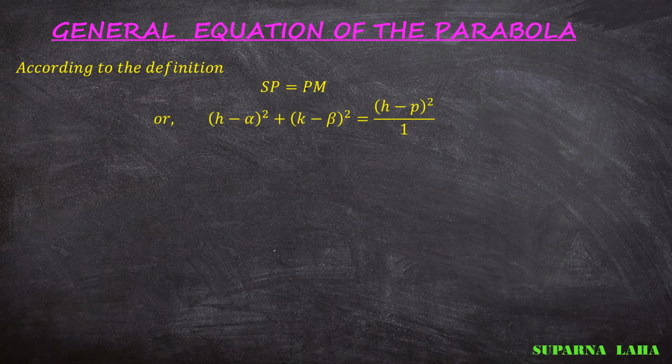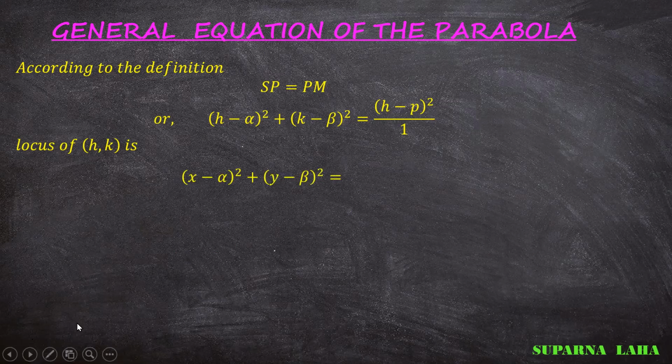And the distance from the point P to this straight line, that is the directrix, the distance PM, is given by h minus p the whole square by 1. You are all aware of the distance between a point and a line and the distance between 2 points, so I'm not repeating the formula again and again. Next, just write down the locus of this h k, that is, in place of h and k, just write x and y. That will be the locus of the point.